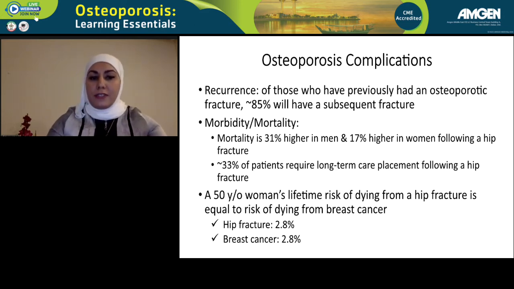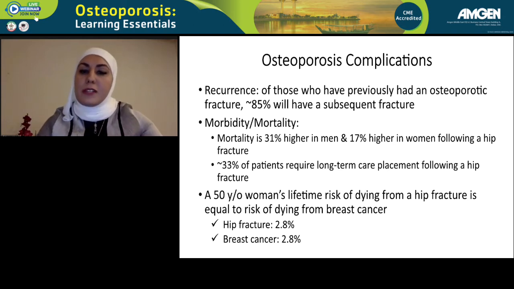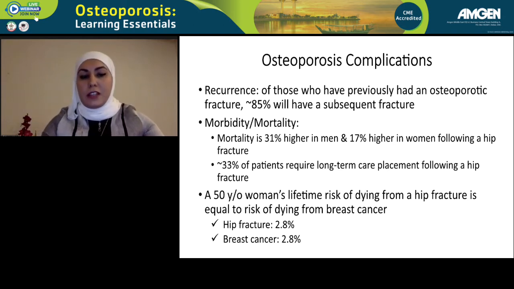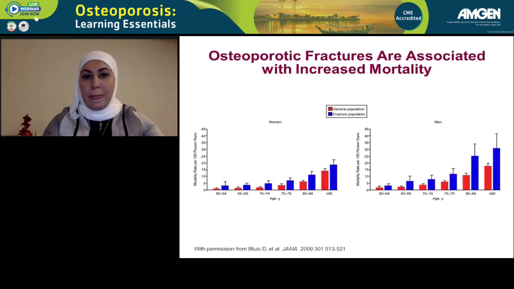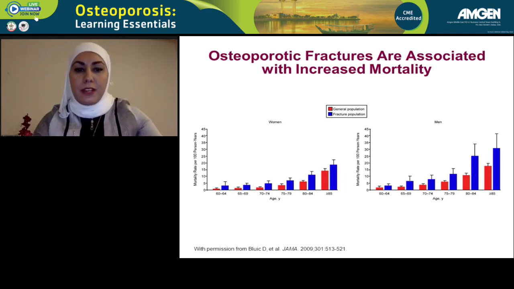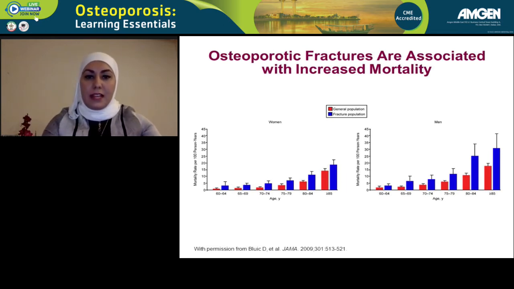At the age of 50, a woman's lifetime risk of dying from hip fracture is equal to the risk of dying from breast cancer, which both equal 2.8%, which is high. This figure shows you the increased mortality rate in both women and men following osteoporotic fracture, and it is more in men than women.